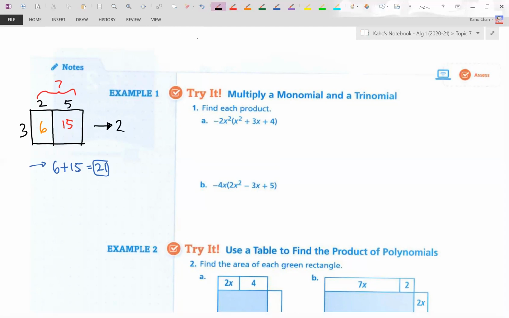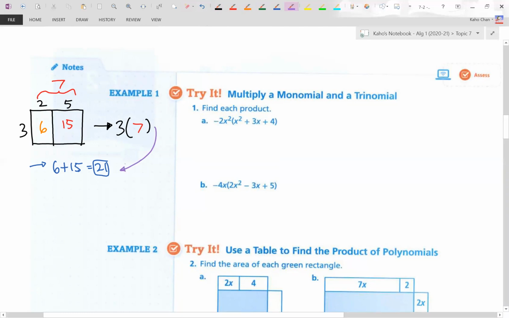So a couple of ways of looking at things. 2 times 7 is, I'm sorry, did I say 2? I meant to say 3. So 3 times 7 is 21. Same answer. Down there, okay? So I'm just utilizing the distributive property. Okay, so you can represent multiplication using rectangles. Right now we have a monomial, negative 2x squared, times a trinomial, x squared plus 3x plus 4. We can draw a rectangle if you want to represent that.